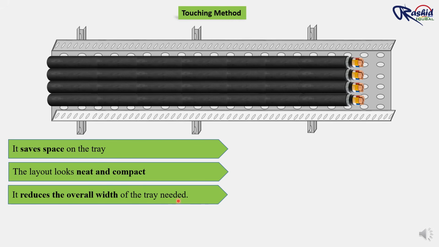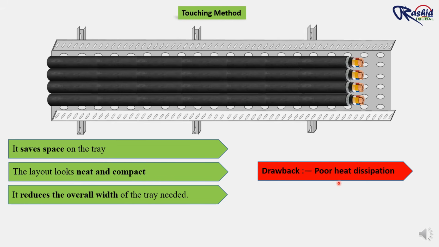Even though this method looks organized, it has a serious drawback. That is poor heat dissipation. Actually, electrical cables generate heat when current flows through them. When cables are placed too close or touching, air cannot flow between them. As a result, the heat gets trapped and the temperature around the cable keeps increasing. So this method is generally not recommended in practical installation, especially for power cable.